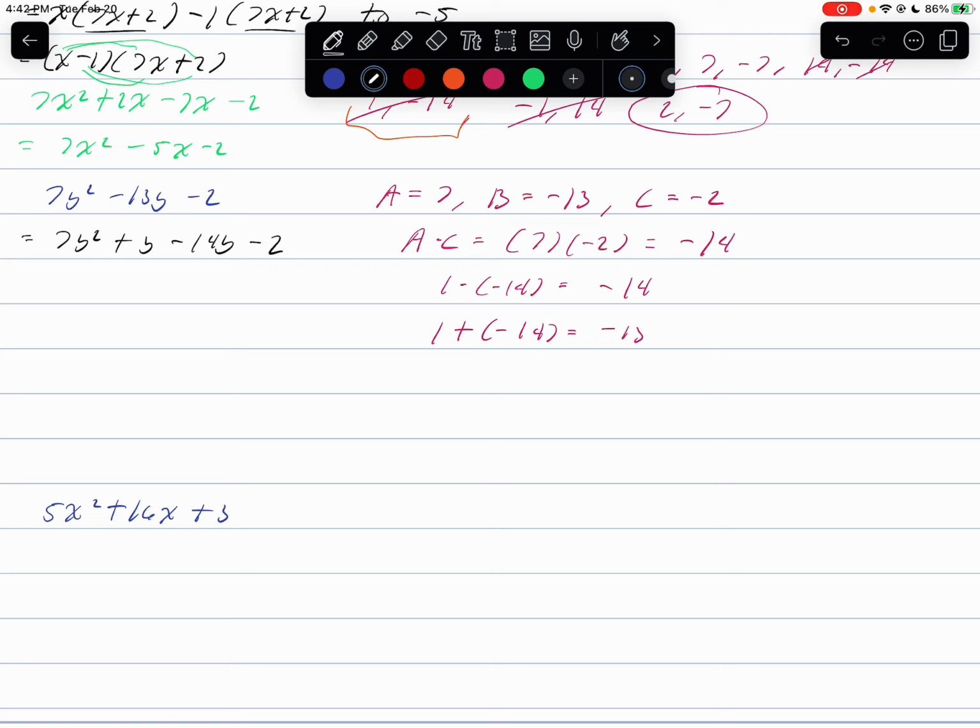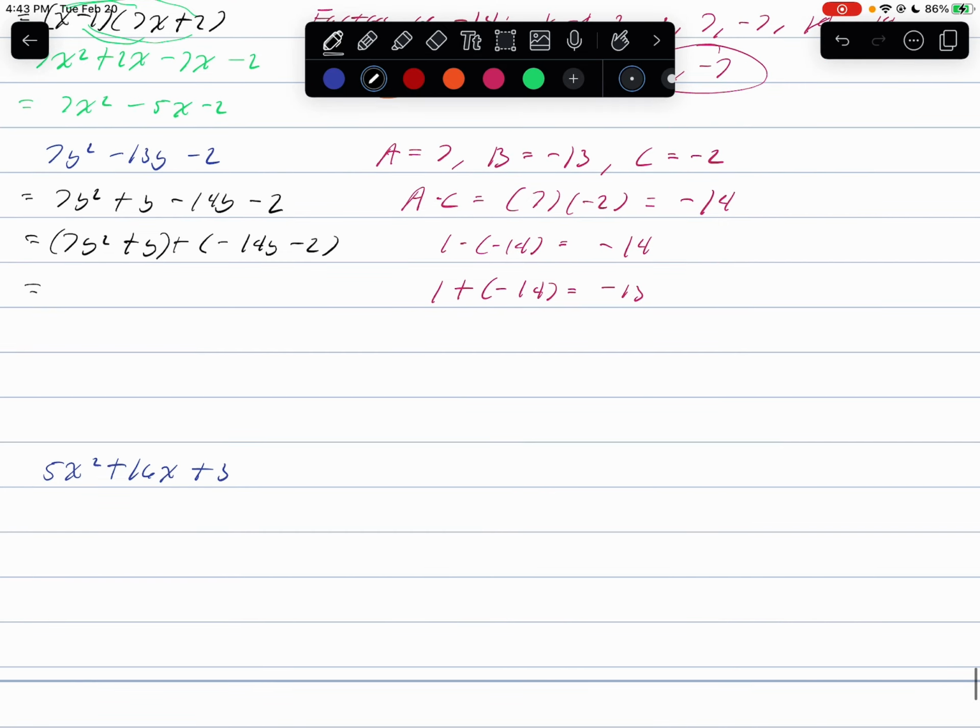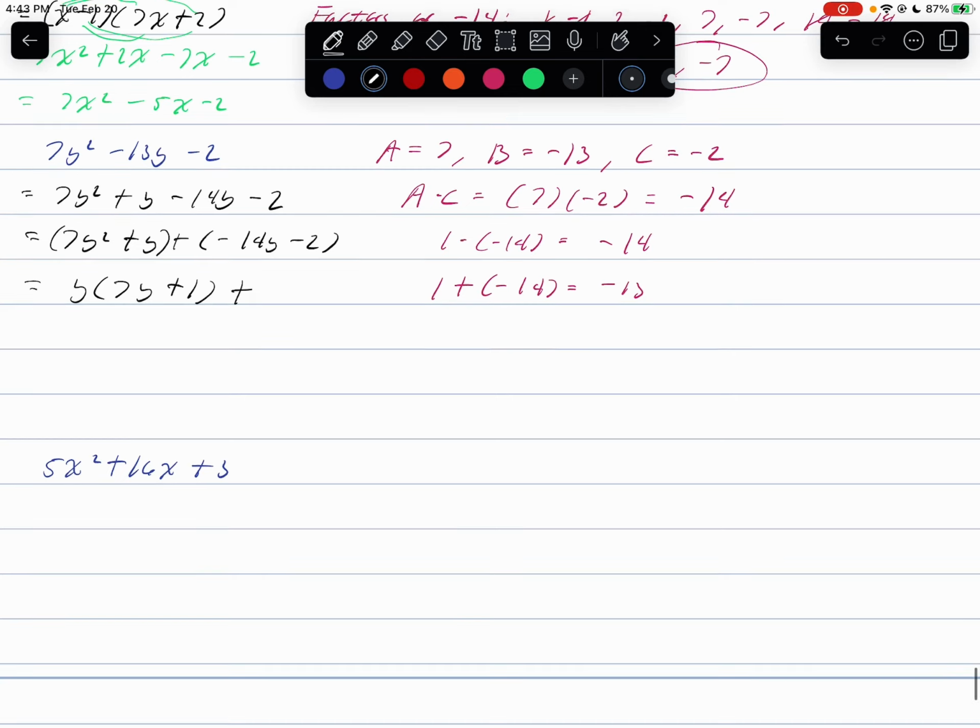Okay, and now we can group things. So here we can put a parentheses, and then we want to rewrite it with a plus sign. So we can write this as 7y squared plus y plus negative 14y minus 2. Okay, and we can group that here. So from here, we can go ahead and factor out a y from this first term. So we'll have y times 7y plus 1.